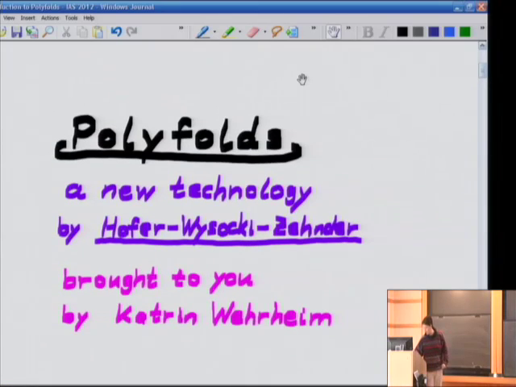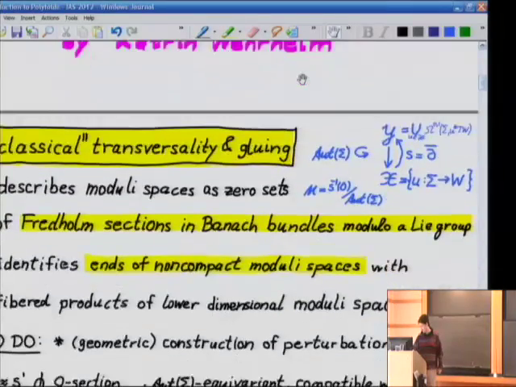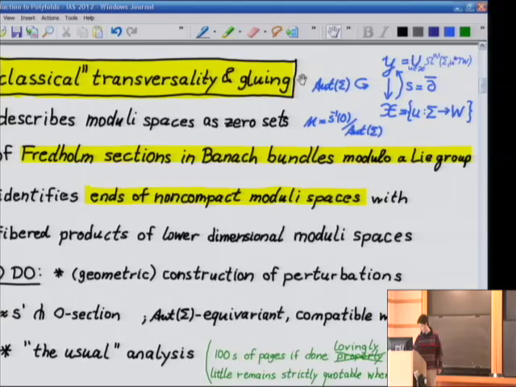Right, so this is a not so new technology anymore by Hofer, Wysocki, and Zehnder, and I pride myself in actually having understood that it's going to be important some 5 years ago.